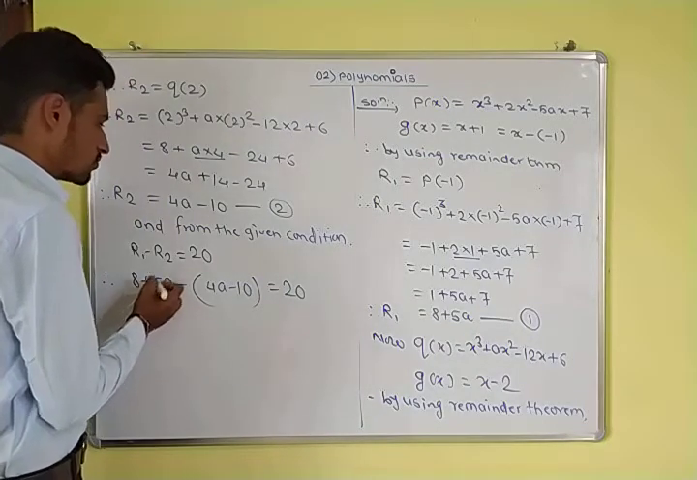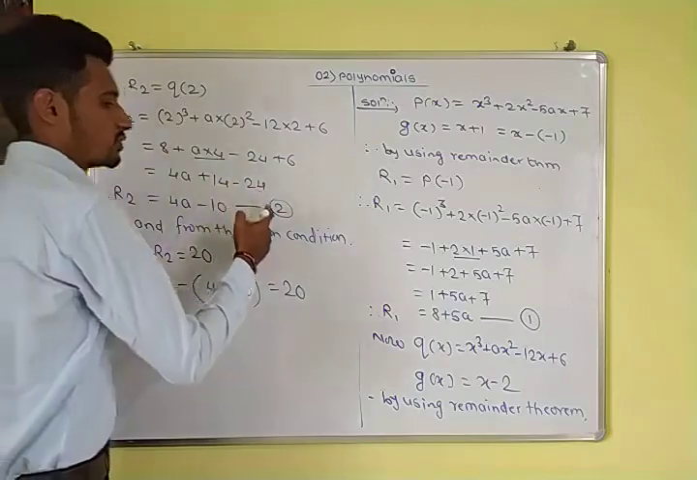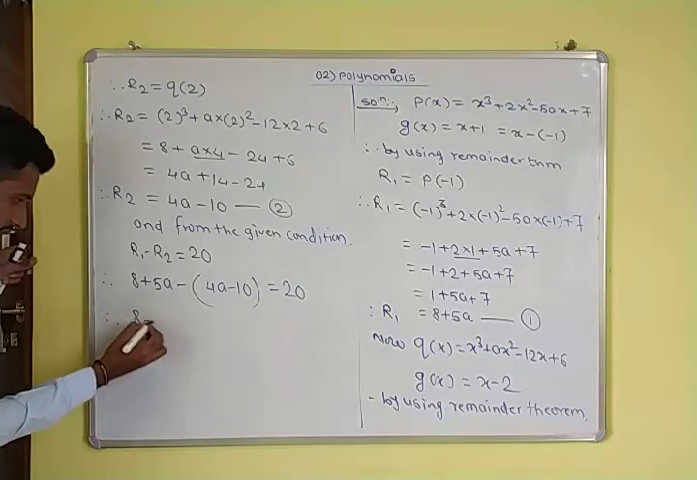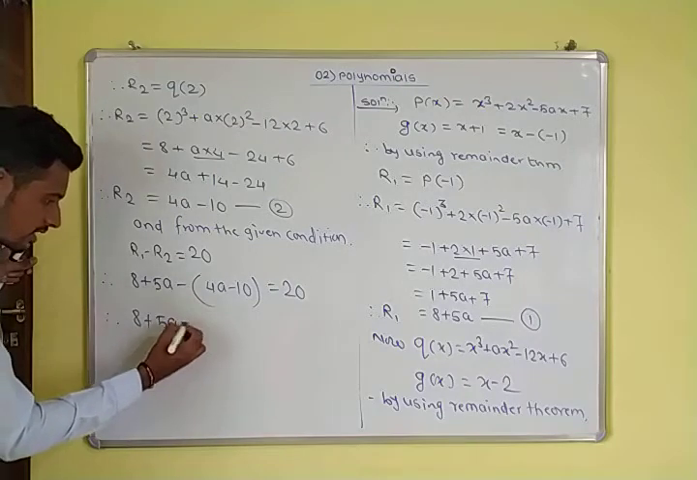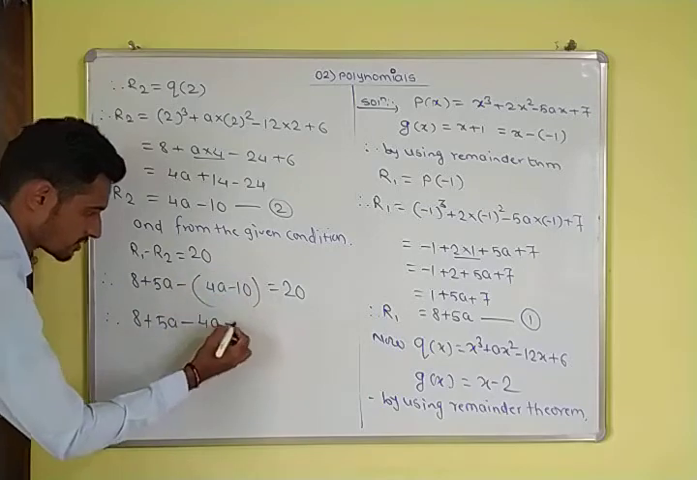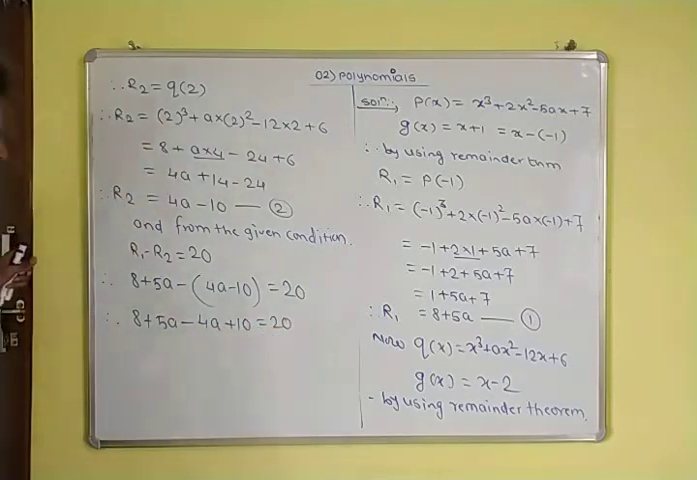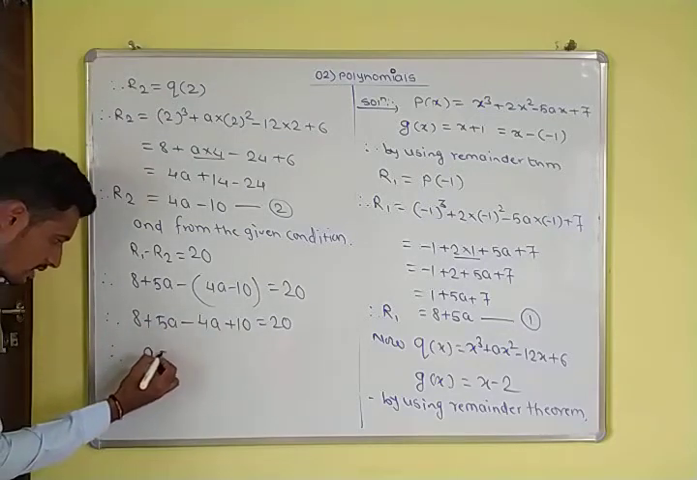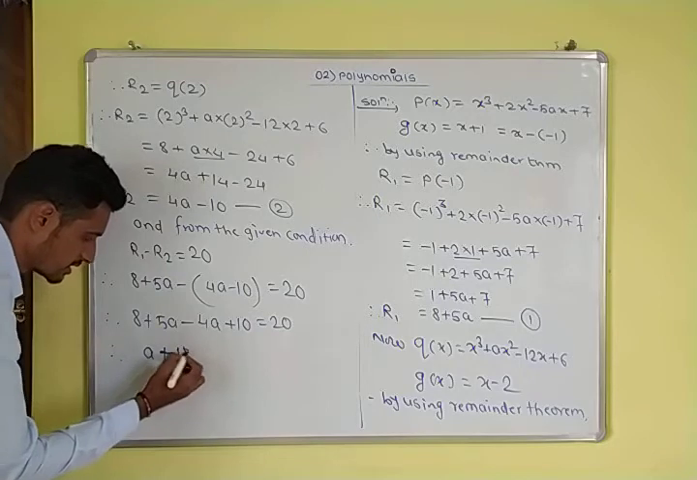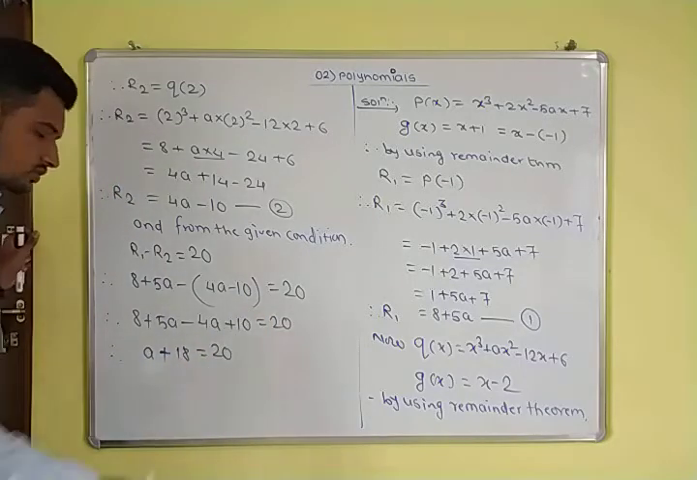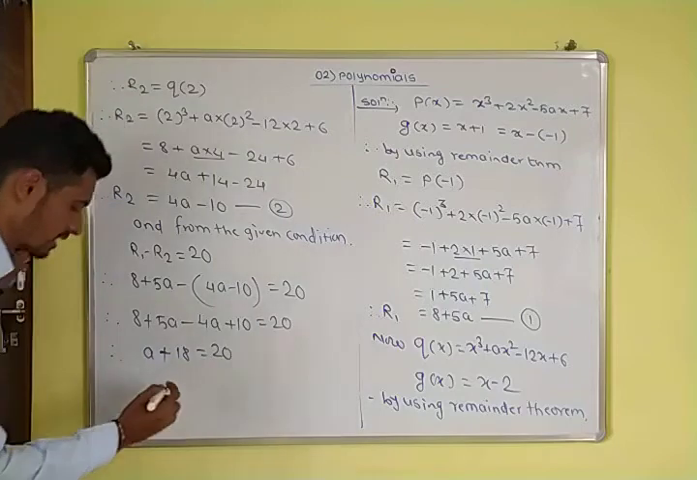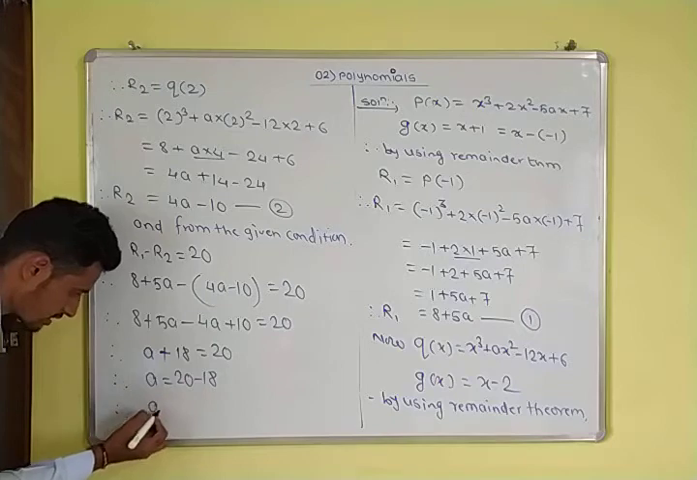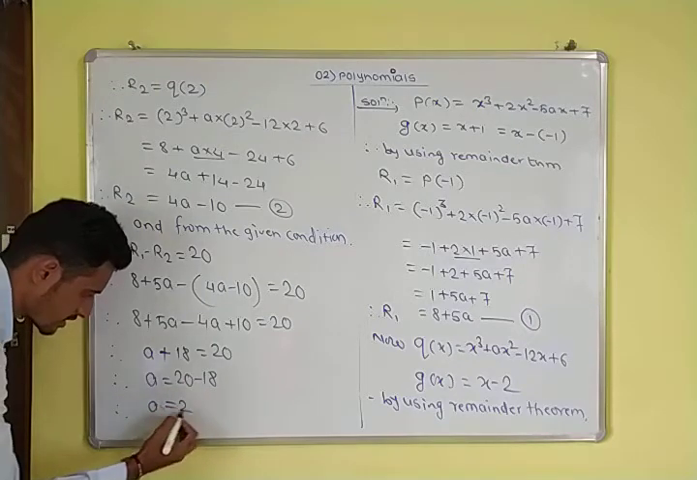Where did these values come from? From equation number 1 and equation number 2, we put both values, and then we do the calculation. So 8 plus 5a minus 4a, minus minus plus 10, is equal to 20. So 5a minus 4a is 1a, plus 8 plus 10 means 18, is equal to 20. So moving 18 across, a is equal to 20 minus 18. Therefore the value of a is 2.